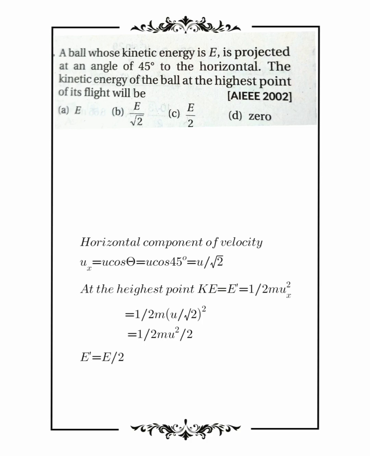Since we have to find out the kinetic energy at the highest point, let it be E dash. E dash is equal to 1 by 2 into m Ux square, that is equal to 1 by 2 m into u by root 2 whole square, which is equal to 1 by 2 into m into u square by 2, that is equal to E by 2.